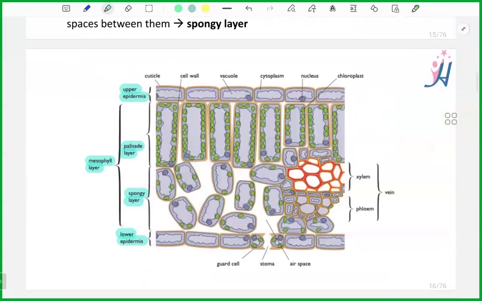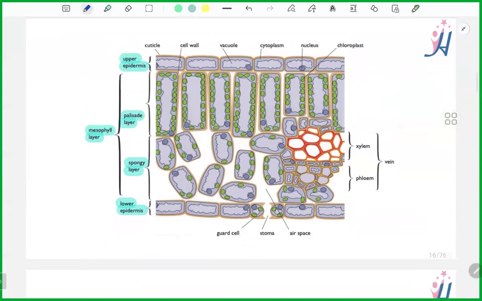As you can see from the diagram, the lower epidermis also does not contain chloroplasts, but there is an exception. Even though the lower epidermis cells do not contain chloroplasts, the guard cells do, and the guard cells control the opening and closing of the stomata, and the stomata allow gas exchange. So that was about the epidermal cells, which are the upper epidermis and lower epidermis.